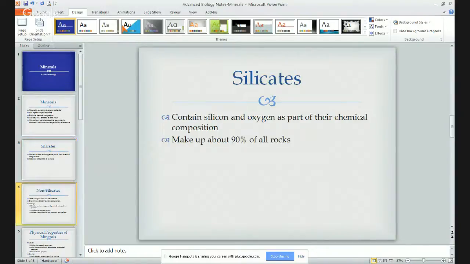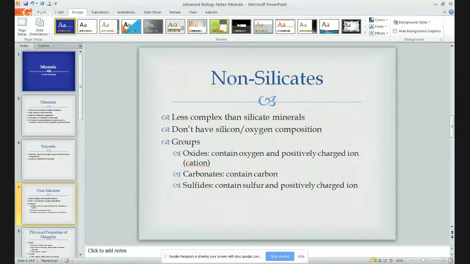On the flip side, you have non-silicates, which are a little less complex than your silicate minerals. It's kind of obvious when you have a non-silicate, it's not going to have a silicon and oxygen structure. So they're going to lack that. That's why they're called non-silicates.